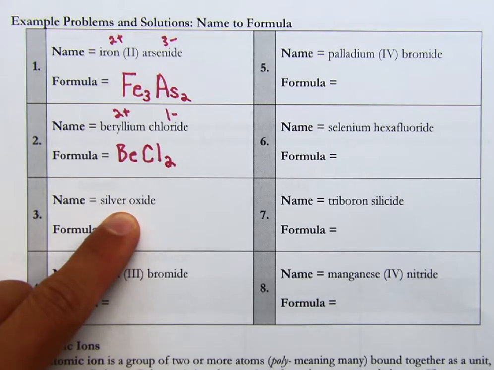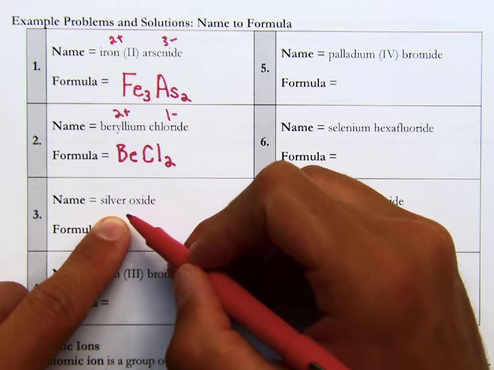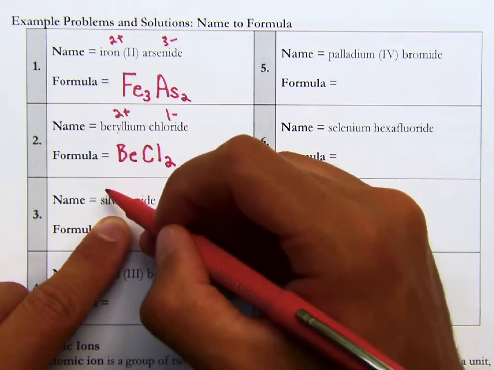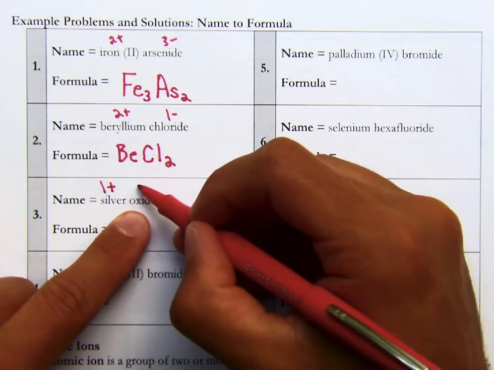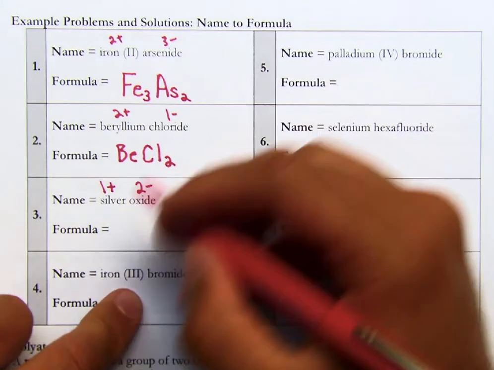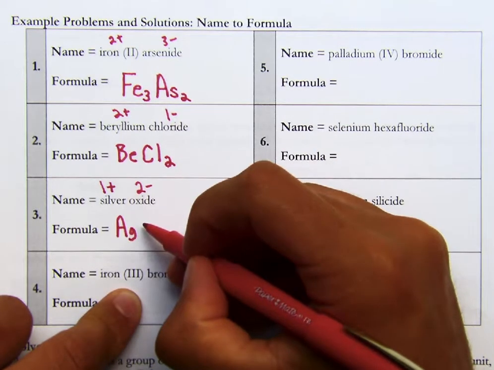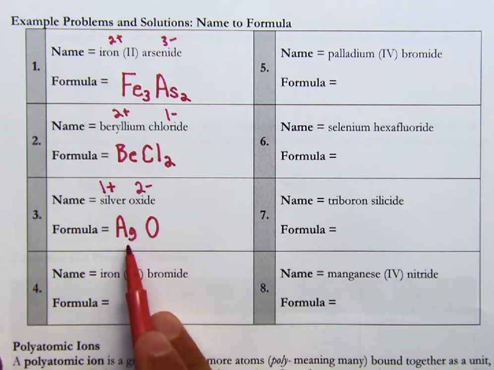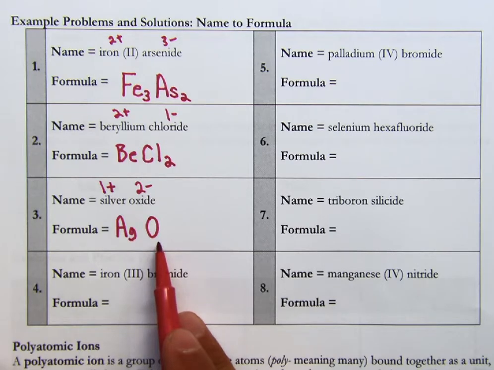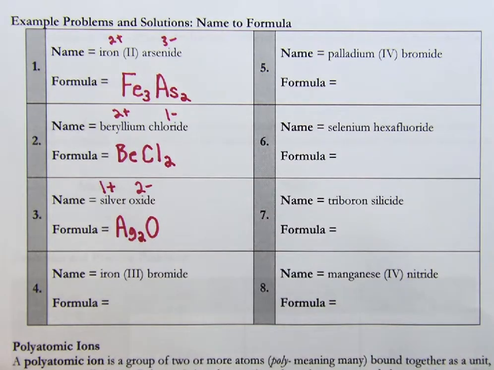Silver is a metal, and it's a type 1 metal. So type 1 is everything in column 1 or 2. Also included are silver, zinc, and aluminum. Silver has a charge of positive 1. Oxygen has a charge of -2. So silver is Ag. Oxygen is O. If silver is +1 and oxygen is -2, this is not a neutral compound. You would need 2 silvers. So Ag2O.